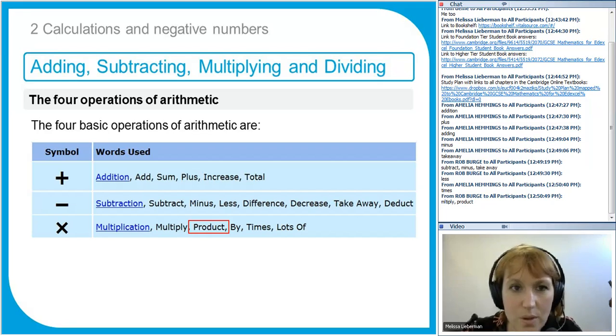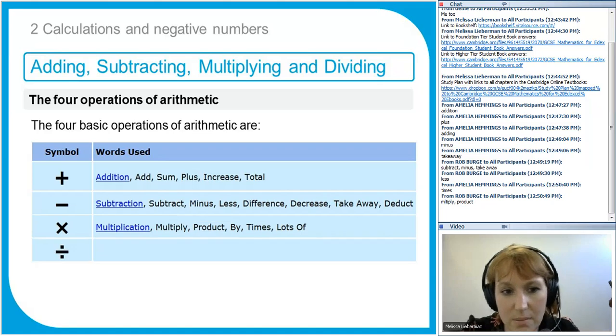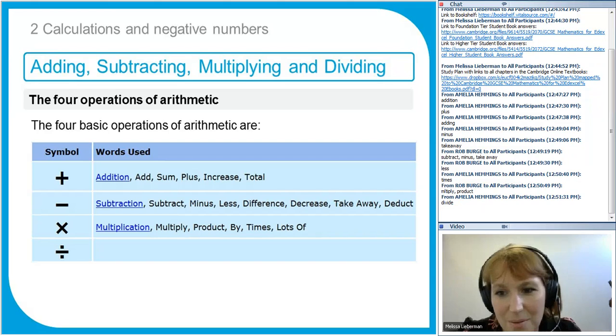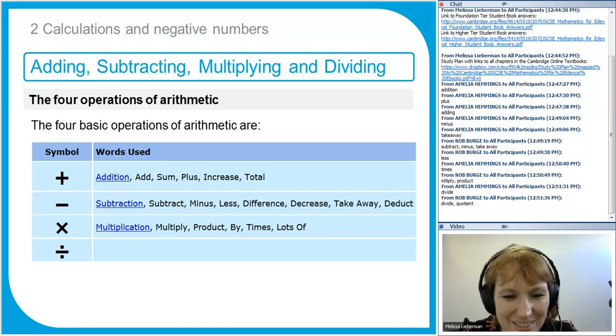And then the last one, of course, we've got this symbol here. This is, anyone? Divide. Thank you, Amelia. Well done. Amelia was very nervous at the start. I'm sure she's feeling a bit happier now that she knows what that sign is.